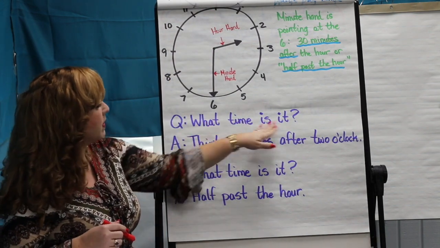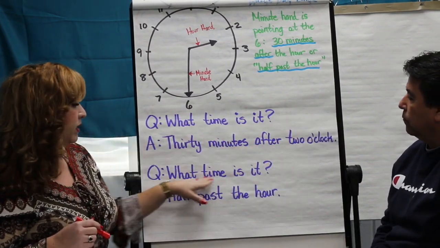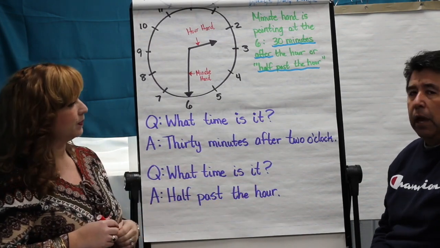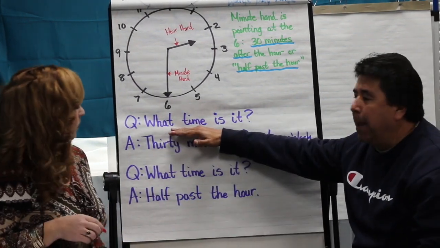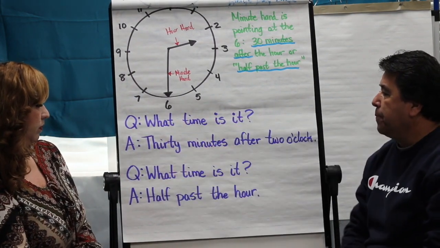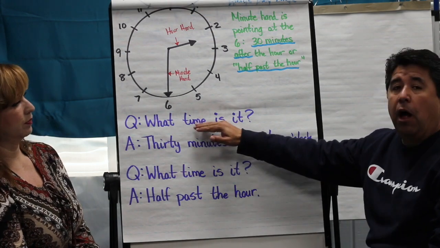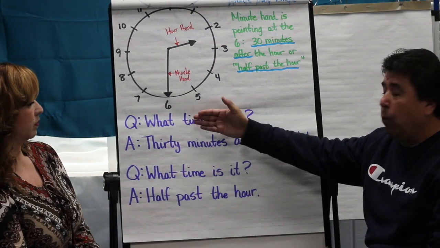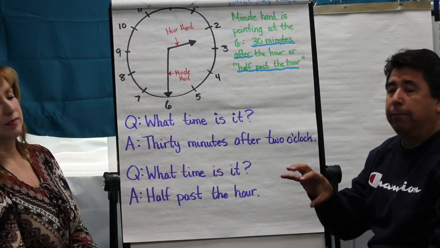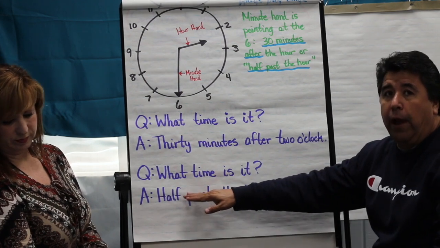Okay, so what time is it? 30 minutes after 2 o'clock. Or what time is it? Half past the hour. And if you notice, we have the same pattern every time we're asking the question. So that's one way of making it easier for you. So if you can always remember the pattern when asking the time. Okay? And then we're going to get more in depth when using numbers and also either quarter or half.